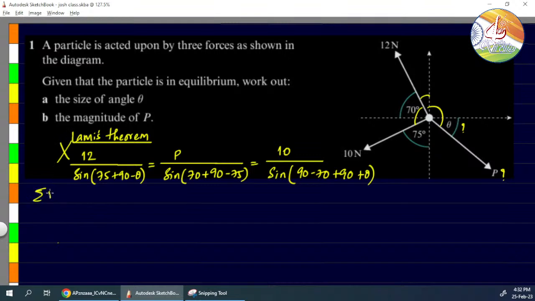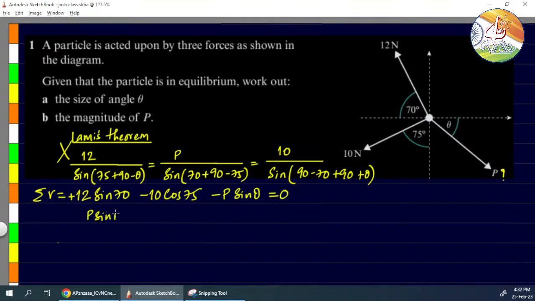Sigma, which one do you want to go with? V. Take all the vertical forces. So what is the vertical component of 12 newtons? 12 sine 70, and it is acting upwards, so plus. Then what is the component of 10 newtons? 10 cos 75, and it's acting downwards, so minus. And what is the component of P? P sine theta, and it's negative. So this total should be 0.